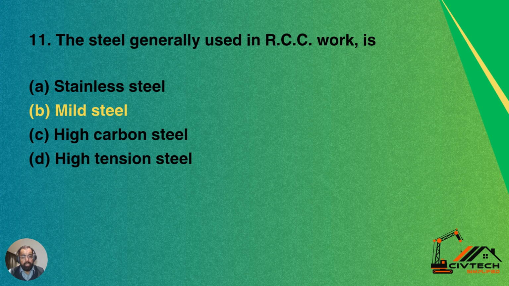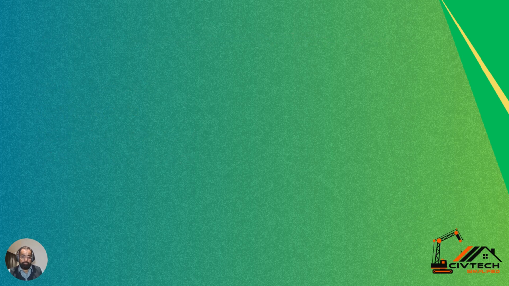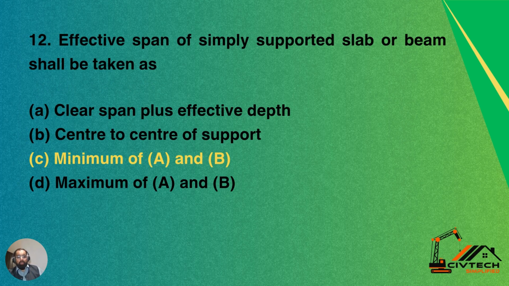Question 11. The steel generally used in RCC work is: option A, stainless steel; option B, mild steel; option C, high carbon steel; option D, high tension steel. The steel generally used in RCC work is mild steel. Option B is the correct answer.